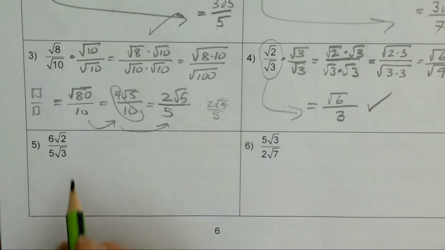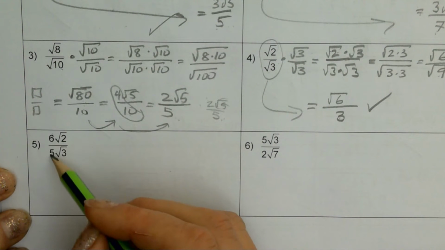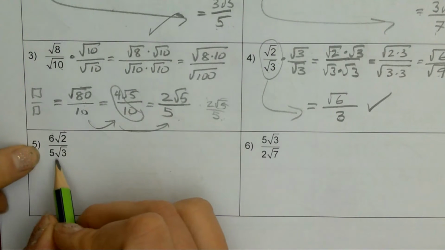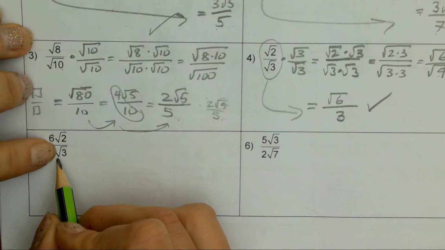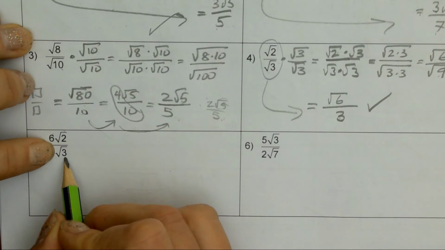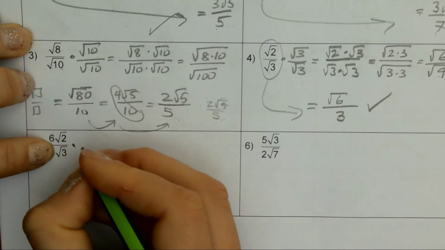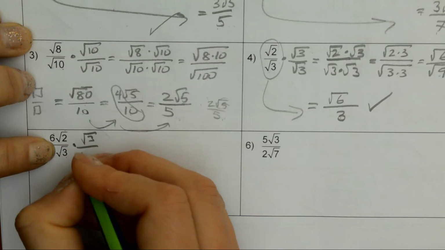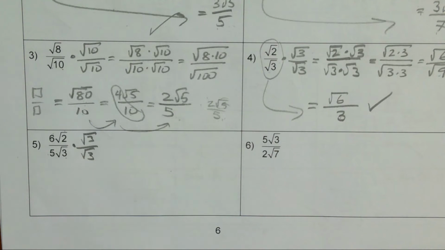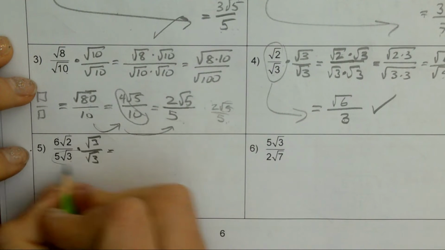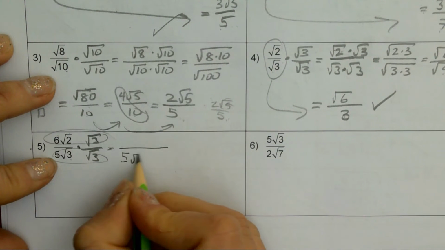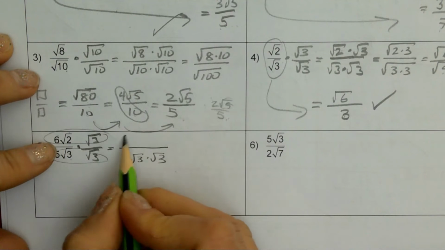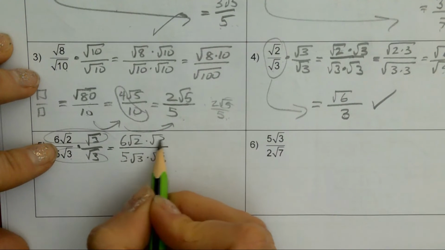Okay, next one. So see how we have coefficients, numbers in front of the radical signs? We don't really care about that when we're rationalizing the denominator. We just look and we say, oh, we have a root 3 in the denominator. We have to get rid of it. So I'm going to multiply this by root 3 over root 3. So now we just multiply our denominators, multiply our numerators. So this is 5 root 3 times root 3, and this is 6 times root 2 times root 3.